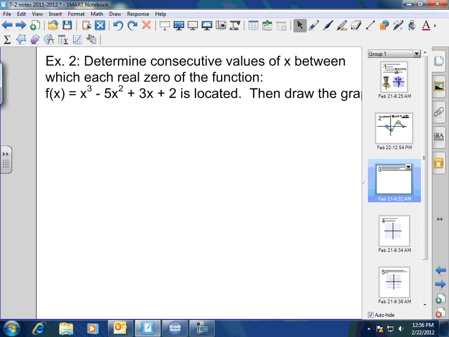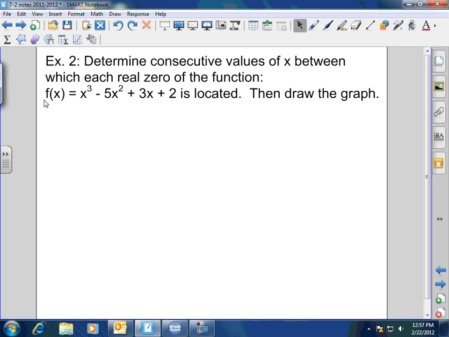Okay. Now, number 2. Determine the consecutive values of x between which each real zero of the function f of x equals x cubed minus 5x squared plus 3x plus 2 is located. Then draw the graph. Okay? Easy. Let's go ahead and make a little table. We got x and y, of course, because we got our x independent and our y dependent.